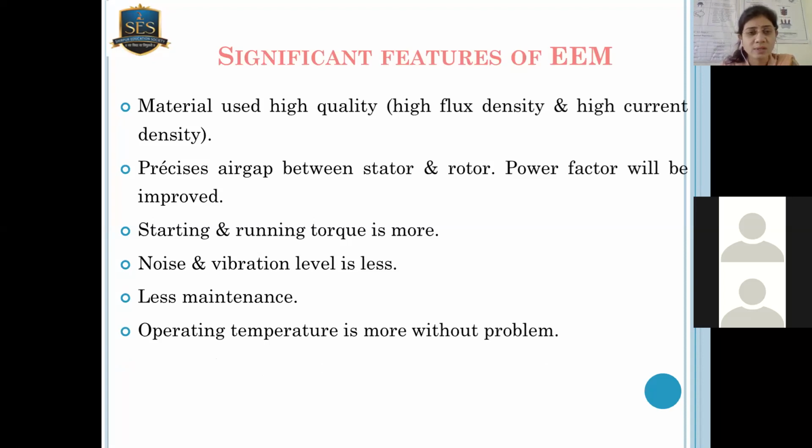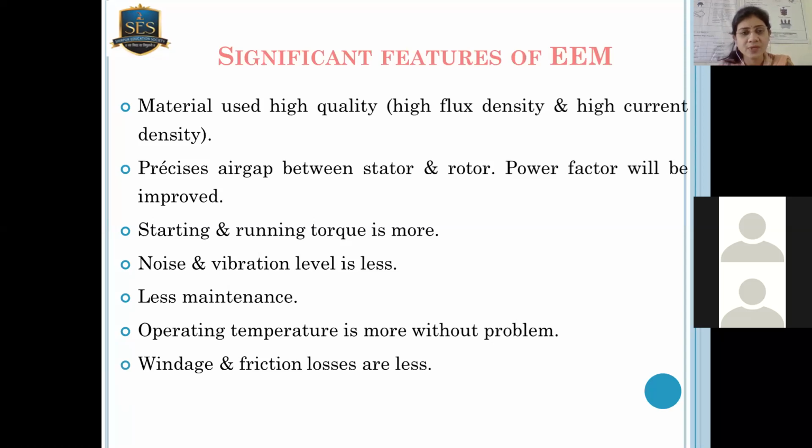Okay. So if in some cases the temperature increases, then without any problem it can be operated at very high temperature. That is one of the significant features of the energy efficient motor. And windage and friction losses are less. Obviously vibrations will be less. And bearings used are of high quality, so the windage and friction losses will be less. And the last feature is that this type of motor can be used for continuous operation.